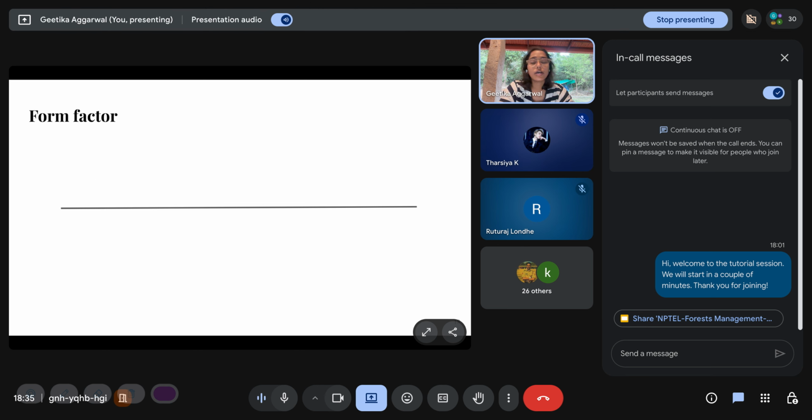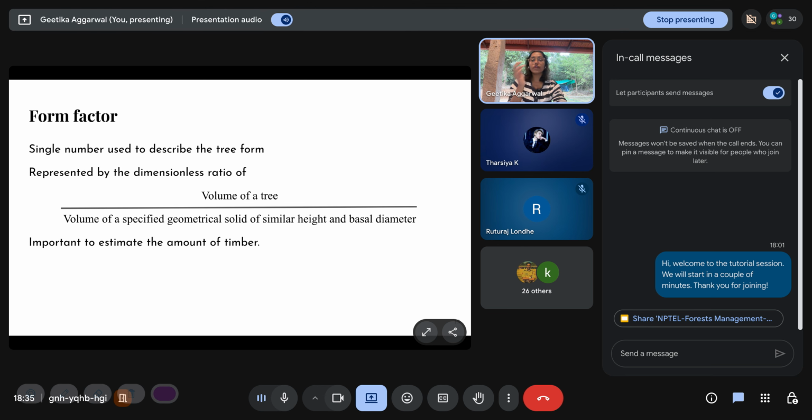Moving on to form factor. When you talk about form factor, it's basically a number which is used to describe the tree form. We already discussed what tree form is: the shape of the tree. So form factor is just a single number to describe the tree form. It's represented by a dimensionless ratio of the volume of the tree divided by the volume of a specified geometrical solid with a similar height and a similar basal diameter.